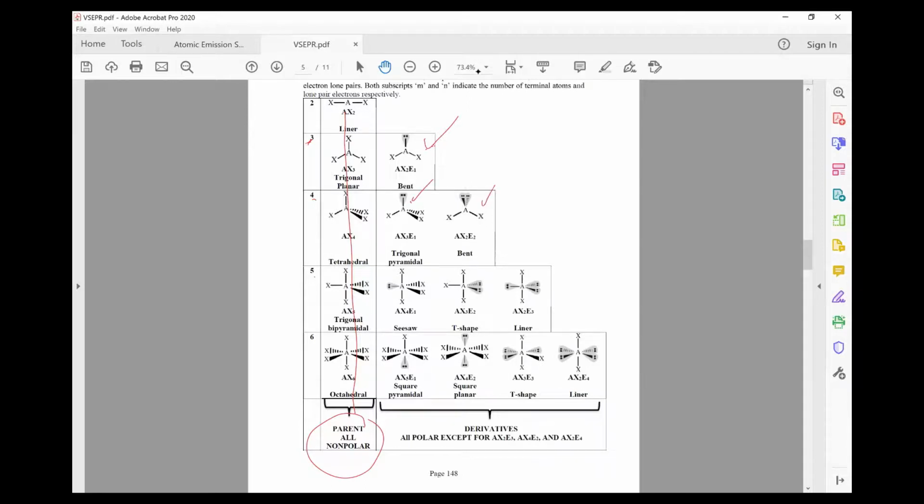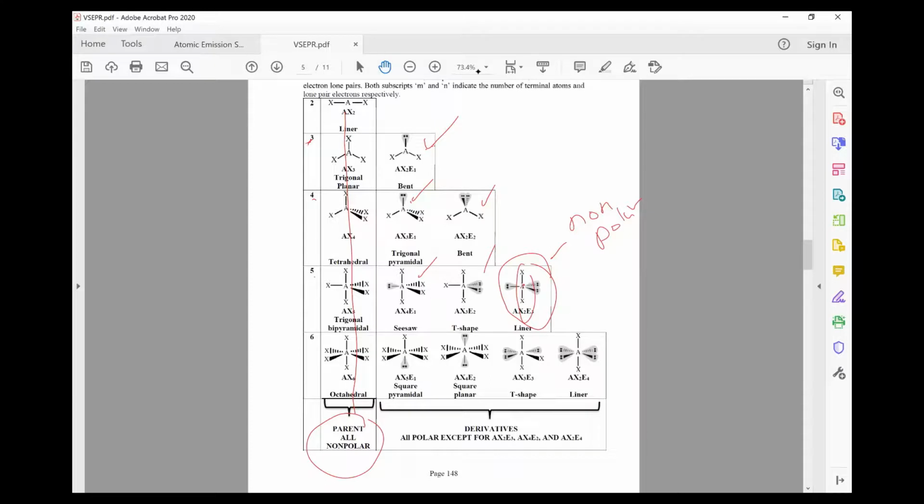Polar, polar, polar, polar. Do you see symmetry here? No. How is the lone pair located symmetrically? There are only 2 pulls here, this and that. They cancel each other out. That becomes non-polar. Do you see what I'm saying? Can you say it again?